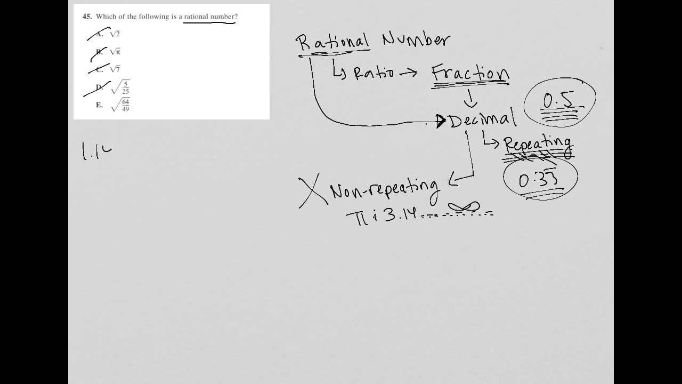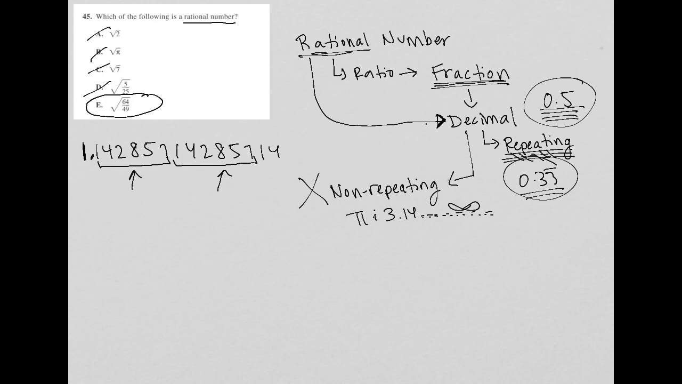So it's 1.142857. But then it starts over. 142857. So this is the repeating part. These are our repeating units, which is weird, right? So I don't know if you've learned this in school or not, but if you haven't, awesome, because you're learning something new now. But here is our repeating unit, which makes this the correct answer. That is the rational number here.